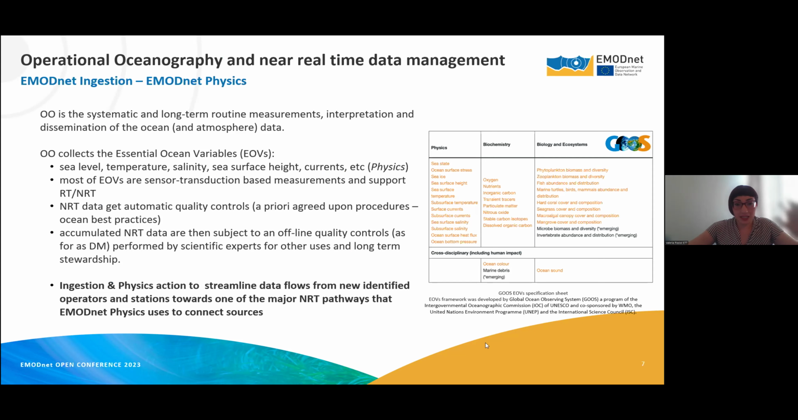So as I've said before, the data get automatic quality controls, but all the ingestion and Physics action to streamline data flows from newly identified operators and stations towards one of the major pathways that EMODnet uses to connect sources are based on these variables that, for example, you can see in the slide that are coming from the GOOS guidelines.